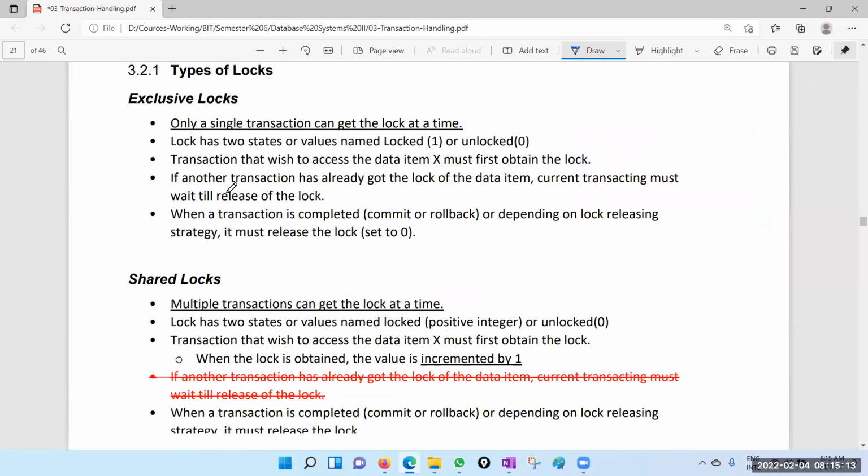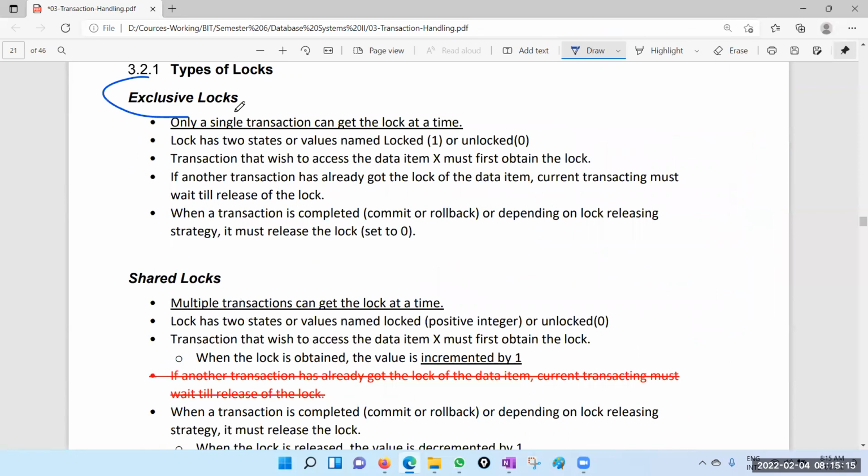So I told you there are two types of locks, the exclusive lock and the shared lock. Exclusive lock means only one transaction can have it at a time, and until it is released, others cannot access it. And if there are multiple transactions waiting, only one will get it. That is called exclusive lock.